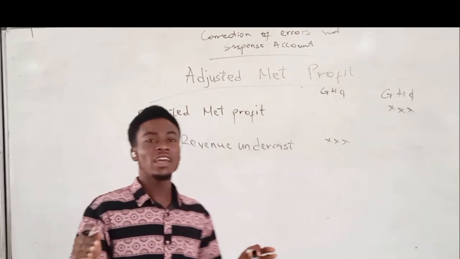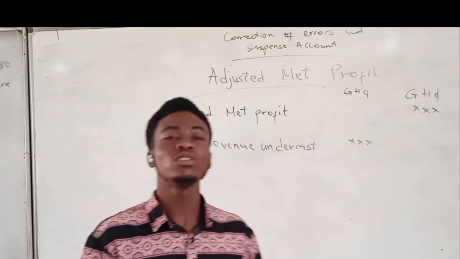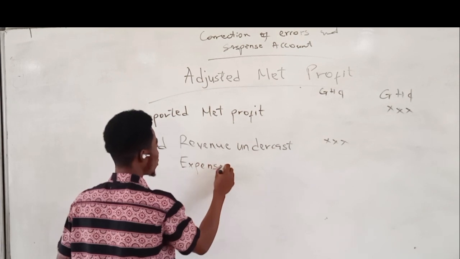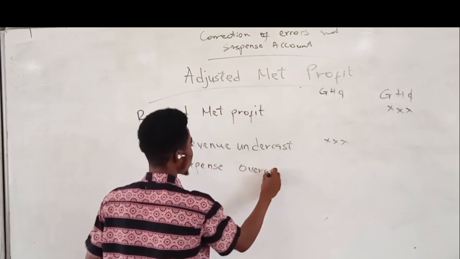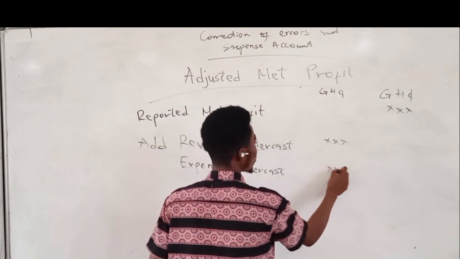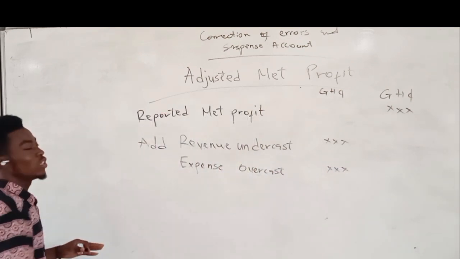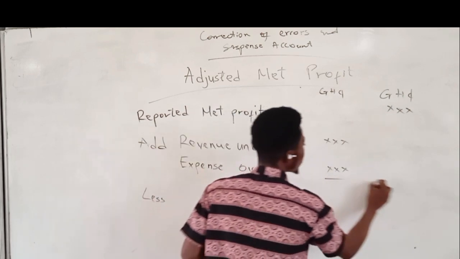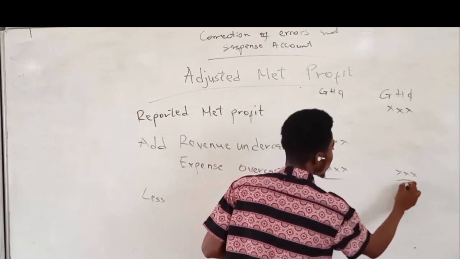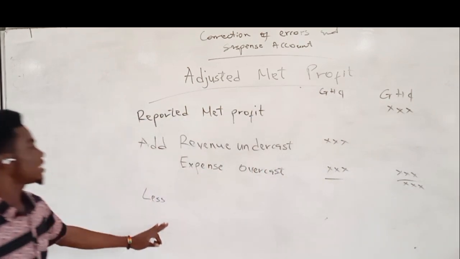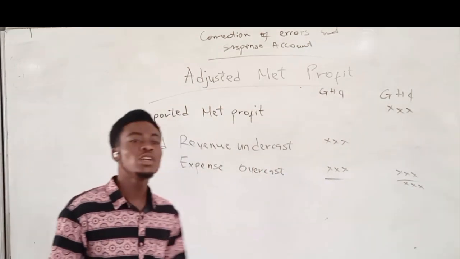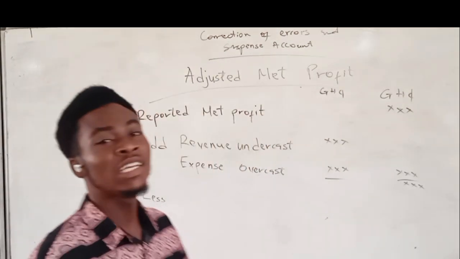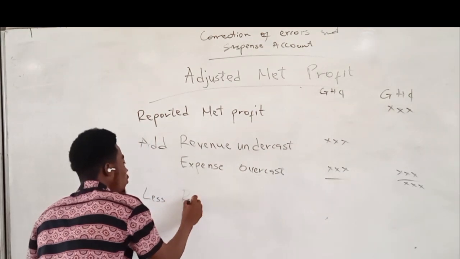And any expense overcast, we are going to add it. So expense overcast. After that, you less any revenue overcast. You know that when revenue is overcasted, it's going to increase the profit. So you less any revenue overcast.